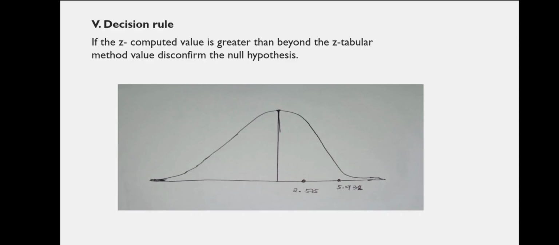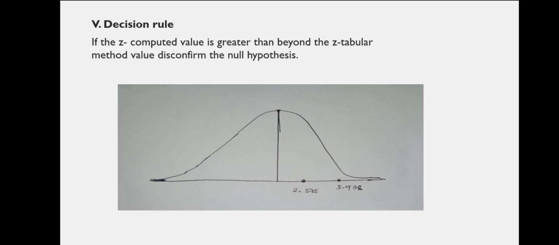Step 5 is the decision rule. If the z computed value is greater than or beyond the z tabular value, this rejects the null hypothesis. Let us plot it on the graph. The z tabular value of positive 2.575 is located on the right because it's positive, and on the rightmost part is the z computed value, which is 5.938. From this, the z computed value goes beyond the z tabular value, therefore, this rejects the null hypothesis.